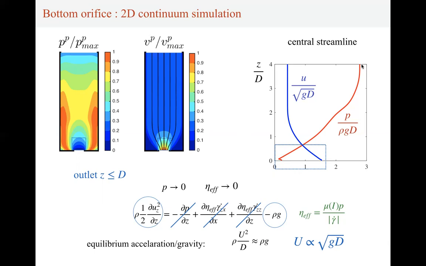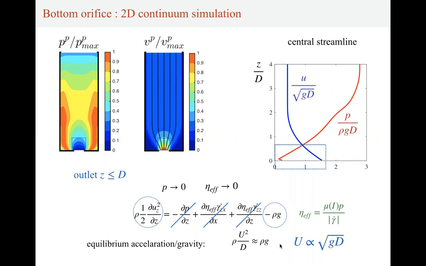And for the pressure, we have a constant pressure, in red here, at the top of the silo, and then the pressure decreases, and the pressure goes to 0 at the outlet. It goes to 0 because there is nothing going below. That means that if we look at the Navier-Stokes equation close to the outlet, if the pressure goes to 0, the effective viscosity goes to 0. That means that all the terms which come from the granular rheology vanish, and we just obtain that in the outlet area, there is just a balance between the acceleration and the gravity, which gives the famous Beverloo scaling.